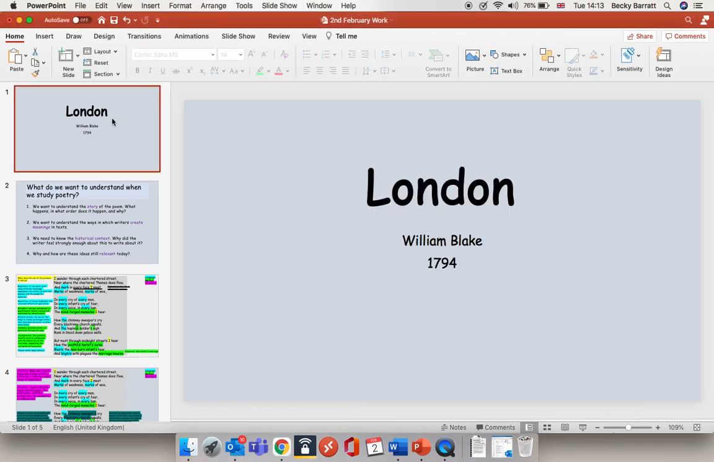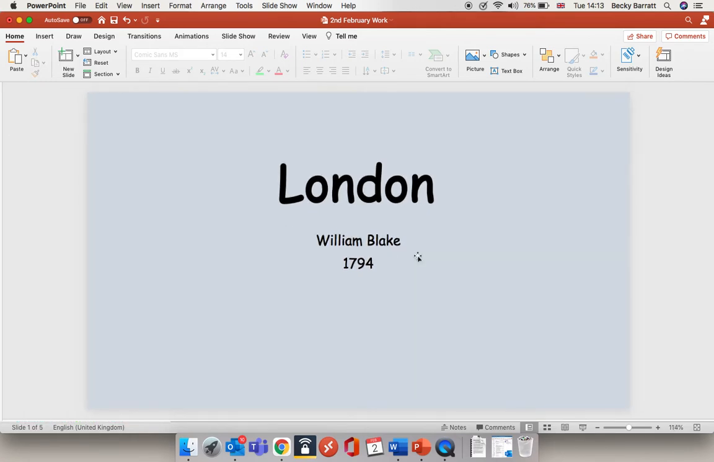Okay guys, so today we are going to look in a little bit more detail at the poem London. For the last lesson, I got you to read the poem a couple of times, and listen to the poem a couple of times, and hopefully that should have cemented the basic idea of the poem in your mind. So you should understand the basic story.